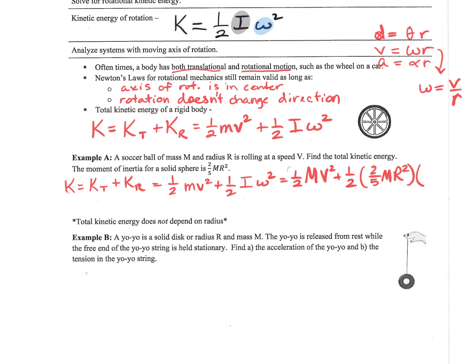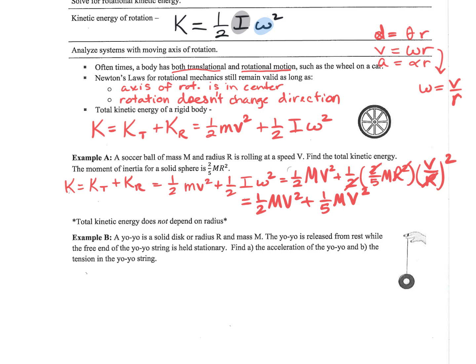So let's plug that in. V over R squared. So we have 1/2 mv squared plus 2 and 2 go away. So we have 1/5 m. And here's the cool thing. We have r squared here and r squared there, don't we? So we end up with 1/5 mv squared. So what is 1/2 mv squared plus 1/5 mv squared?